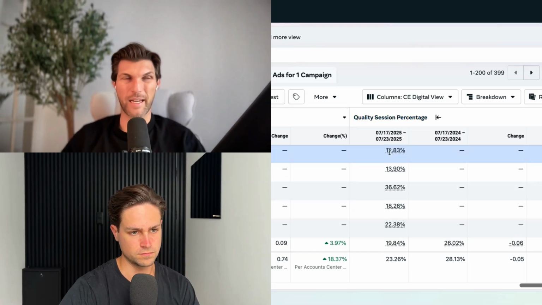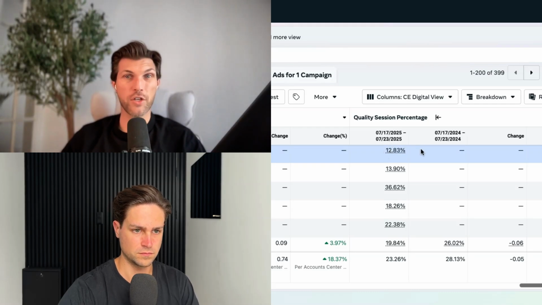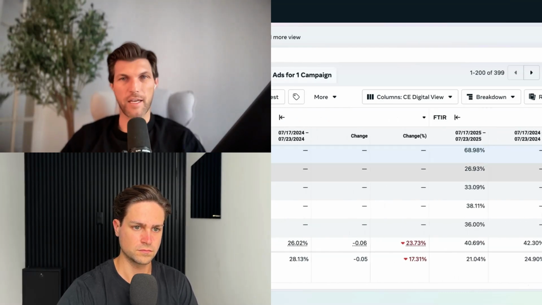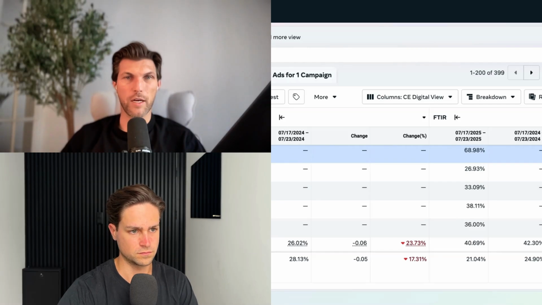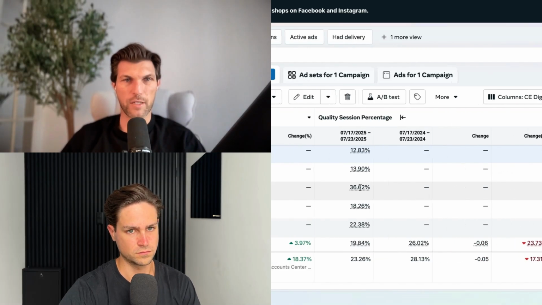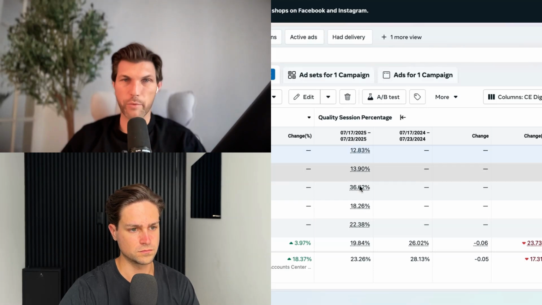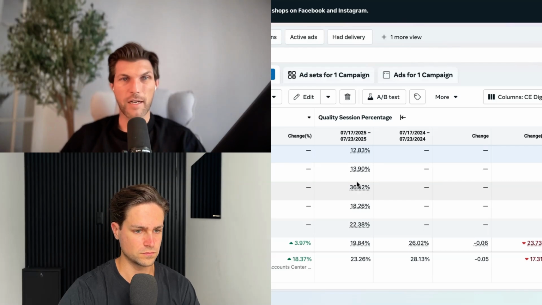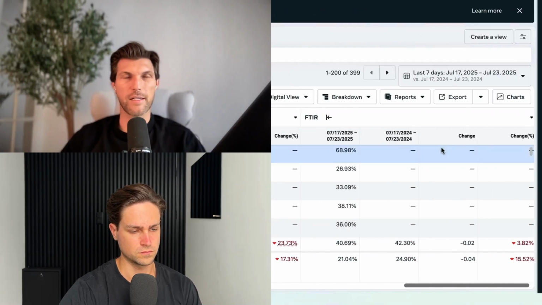So you're getting a view of the actual funnel through the ads manager that gives you another level of depth for optimizing campaigns, because you're able to say, all right, why is this one 36% and this one 12%? Well, obviously this is a retargeting ad set or campaign, but it allows you to ask questions too.